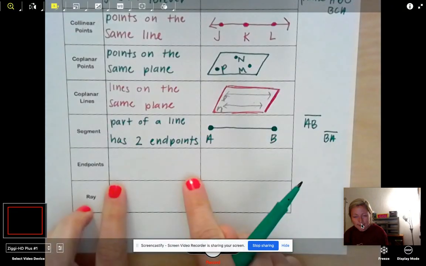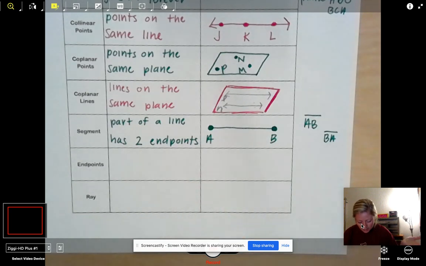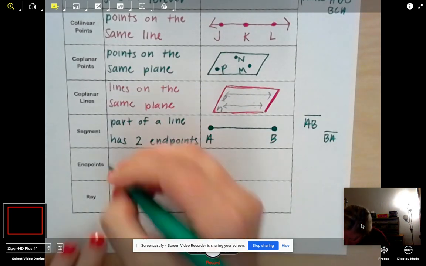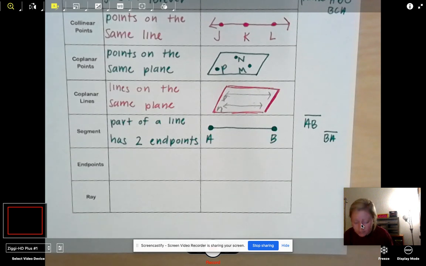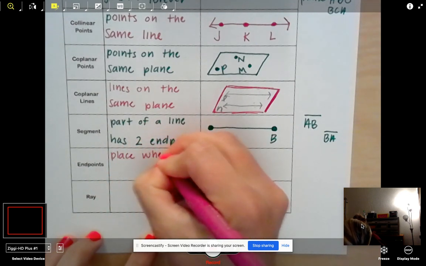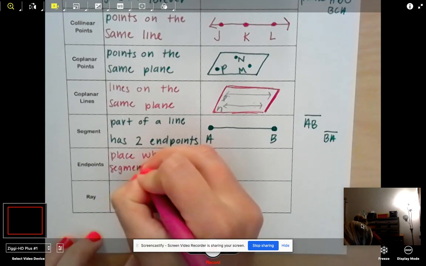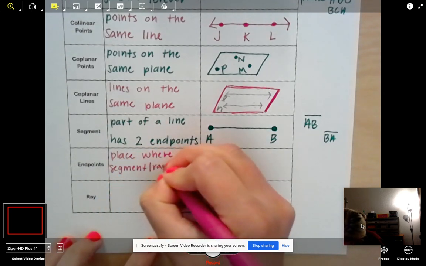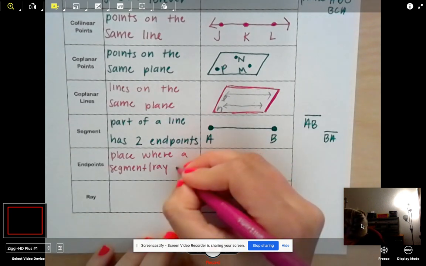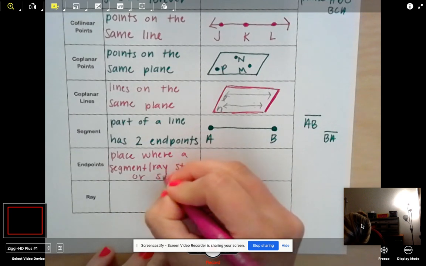Well, this is kind of silly. We probably should have had this before segments, but we already know what an endpoint is. It's where a segment starts or stops. So we'll say, I need to change my colors. Place where a segment, I'll put ray, because we'll talk about that in a second, starts or stops.